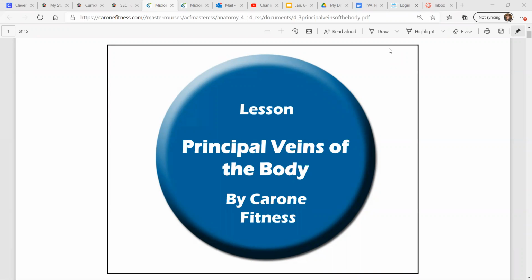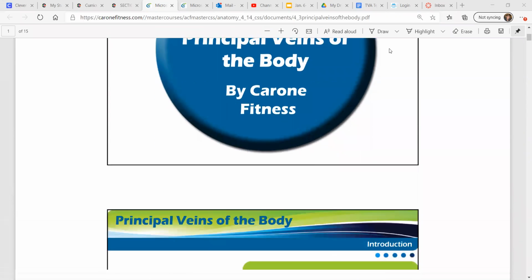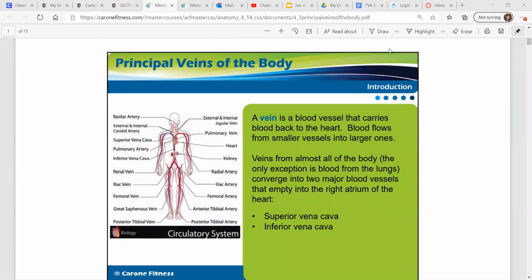Anatomy lesson walkthrough. Last time we looked at the principal arteries. Now we're going to look at the principal veins. I think I said principal arteries again at the end of the last video, and I meant veins.